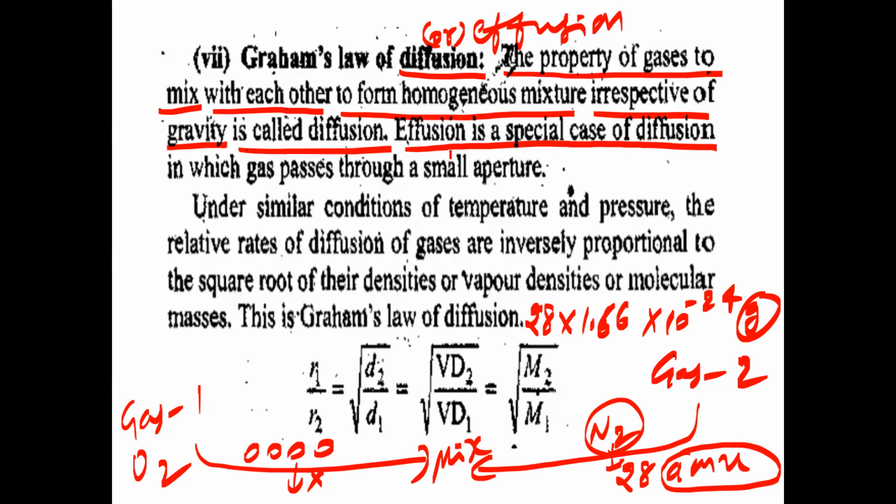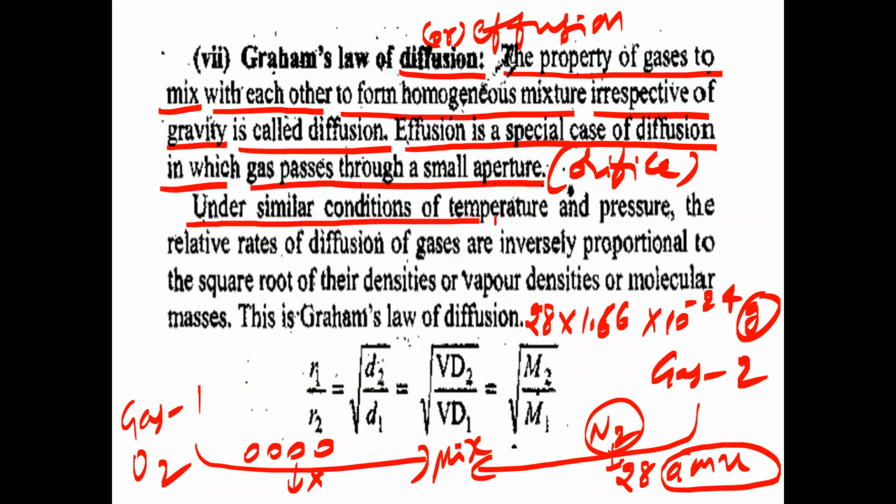What is a special case of what? Effusion is a special case of diffusion in which, in the effusion process, gas passes through a small aperture, a small orifice. Orifice means what here? Small hole. Through a small aperture, through a small hole, what happens now? The gas will escape. This sudden escape of the gas through a small aperture is called what? Effusion. So effusion is a special case of diffusion. Is that clear? Now, see here.